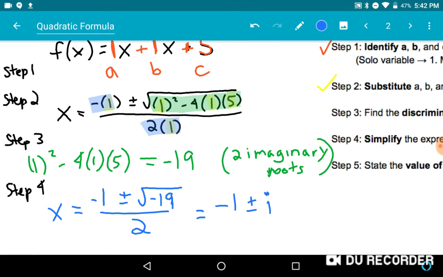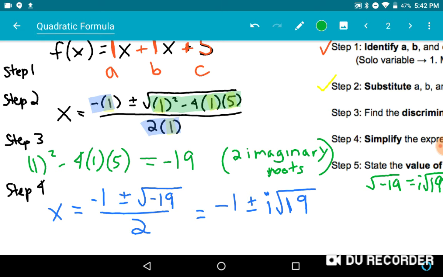i times the square root of 19 is the same as the square root of negative 19. It's the exact same thing. So in other words, what I'm saying is that the square root of negative 19 is equal to i times the square root of 19. And if you want more info on that, please ask. But that's how it works.